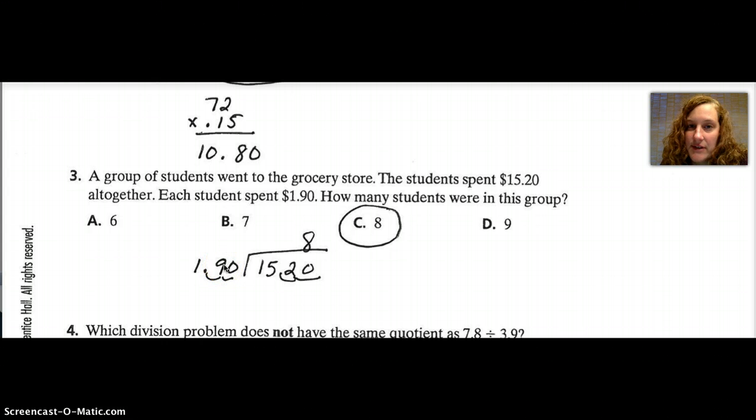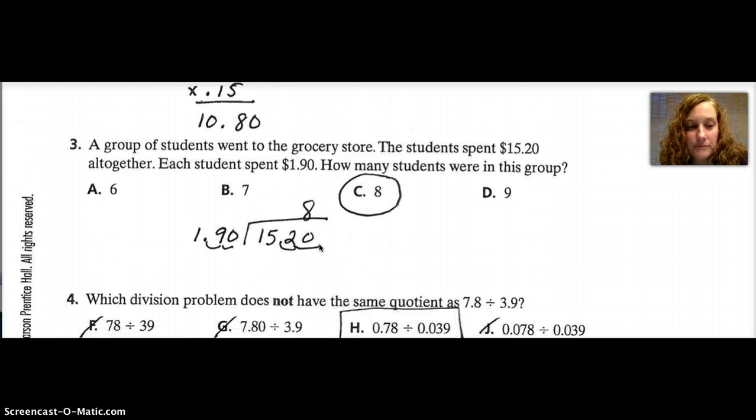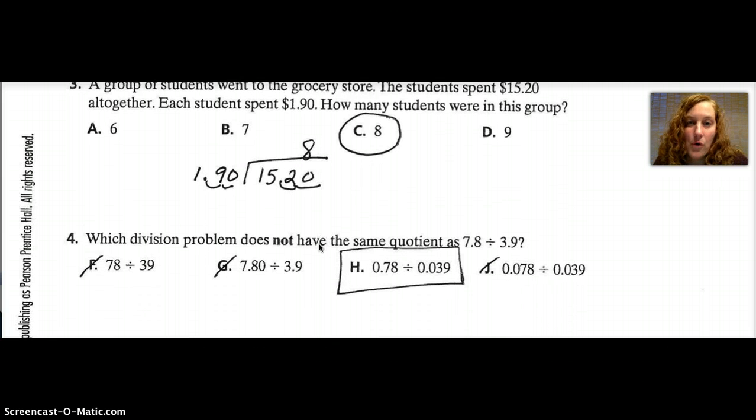Our divisor has decimals, so we have to multiply by 100 or move the decimal 2 places to the right on the divisor, which means we need to do the same thing to the dividend, which would move the decimal place up, and it ends up being 8. So number 3 is C, 8. Number 4, again, we're looking at decimal division. Which division problem does not have the same quotient as 7 and 8/10 divided by 3 and 9/10?